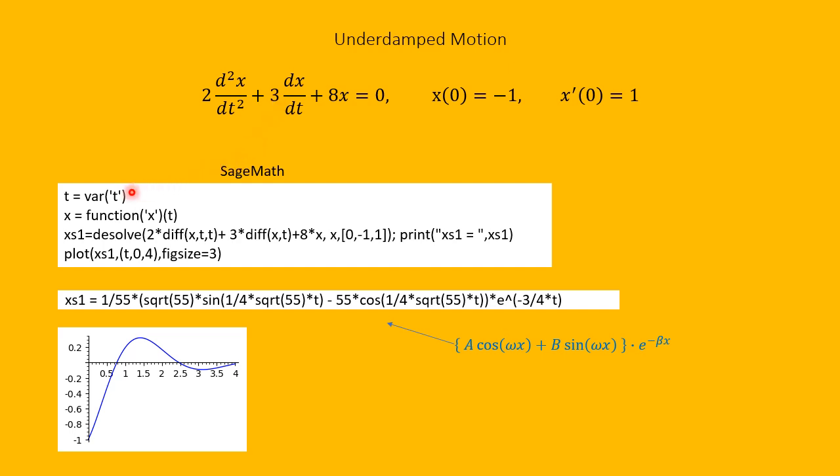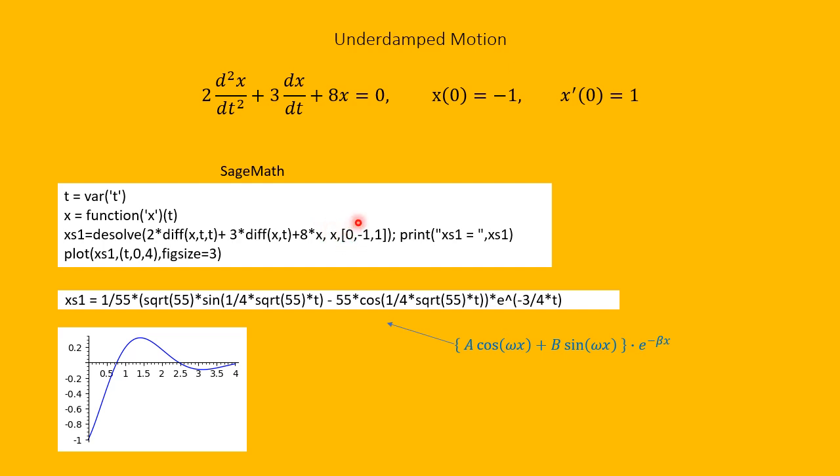So once again, we'll write a SageMath program very similar to what we had earlier. I'll call this one xs1, desolve, and then this stuff, twice the second derivative of x with respect to t, plus 3 times the derivative of x with respect to t, plus 8 times x. We're solving for x as a function of t.